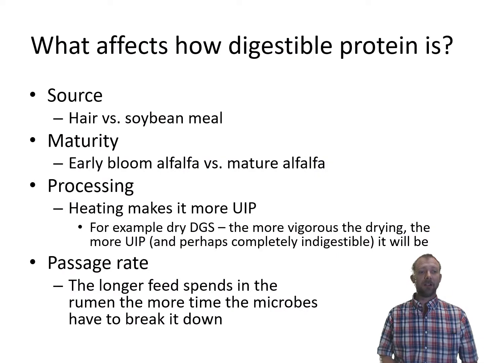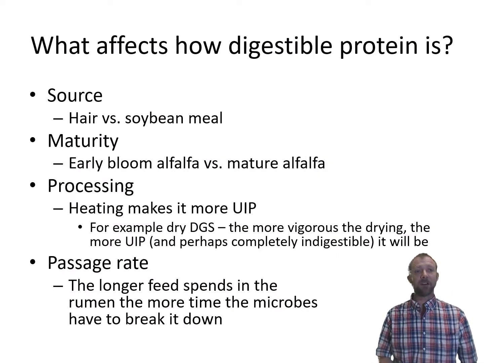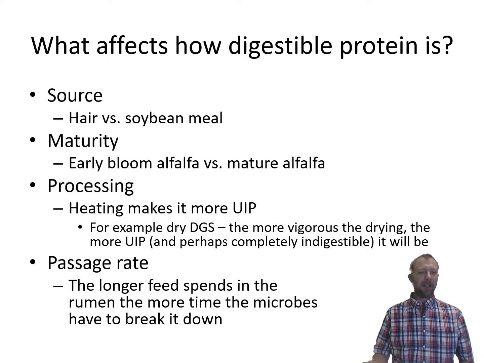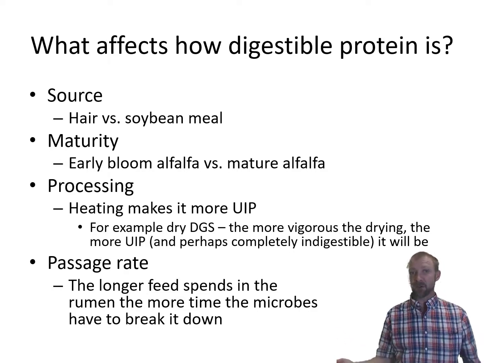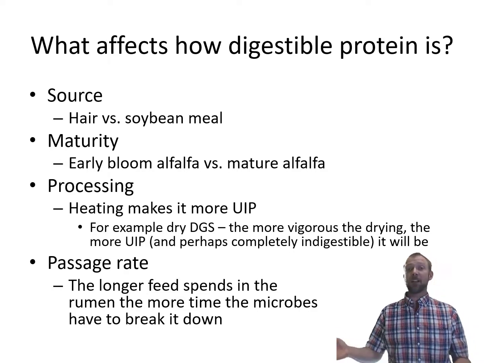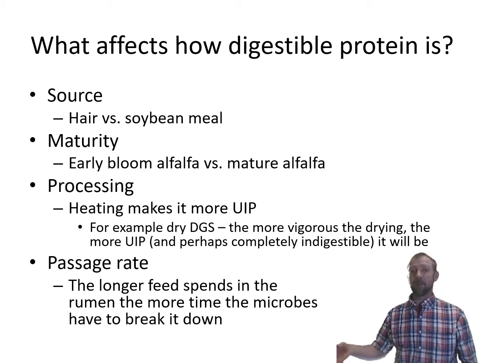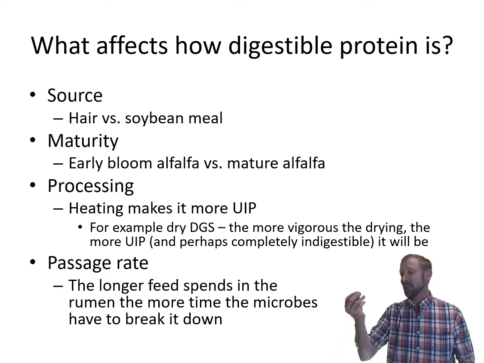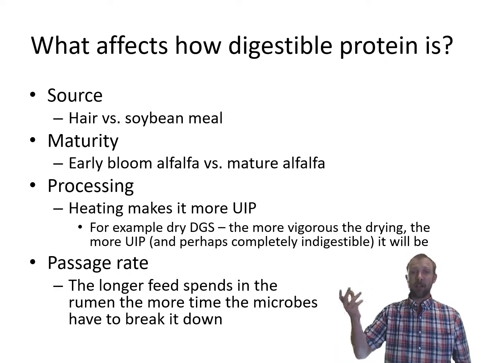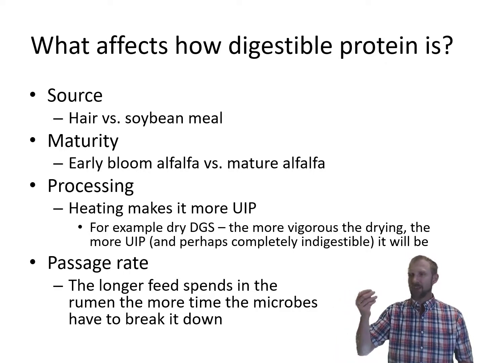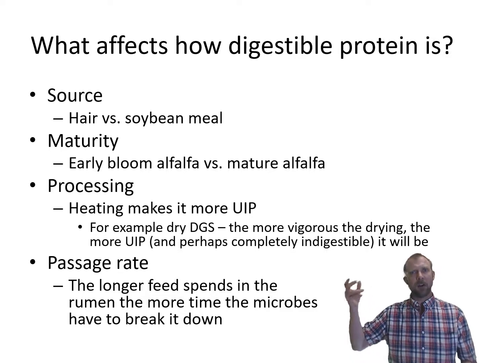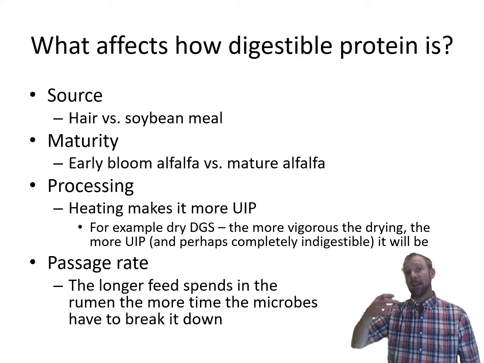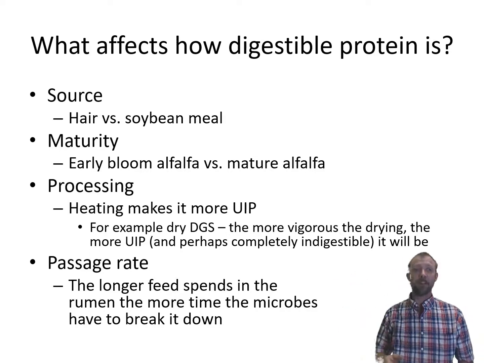So the last slide I have here, I just want to talk about what affects how digestible that protein is. Well, again, the source. Being facetious, putting hair versus soybean meal, but I could do distiller's grains versus distiller's grains. One ethanol plant might use a more aggressive system for drying it, and what happens is the proteins start binding to the sugars that are in there, and you get caramelization. It looks like a darker brown or darker yellow color versus a lighter yellow color. It's going to be less degradable, less digestible in the rumen, and more rumen escape.